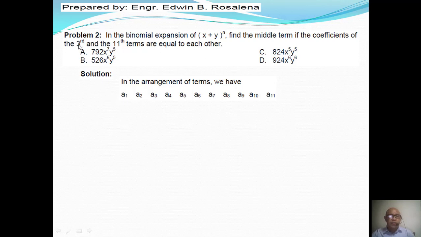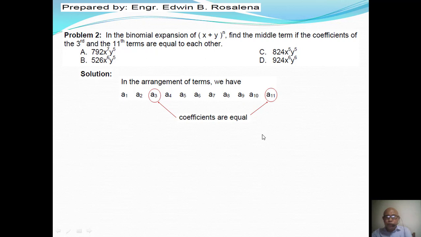So, the coefficients of the third and 11th terms are equal to each other. Okay, tingnan natin. Saan ba yung third and 11th terms? Diba? Ito yun? Yan. Diba? So, the coefficients of the third and the 11th terms are equal to each other. Na?